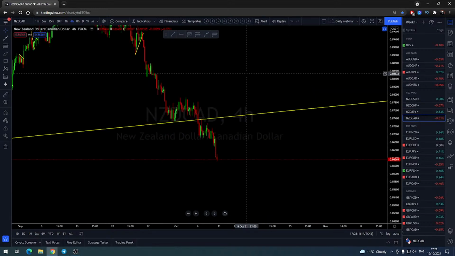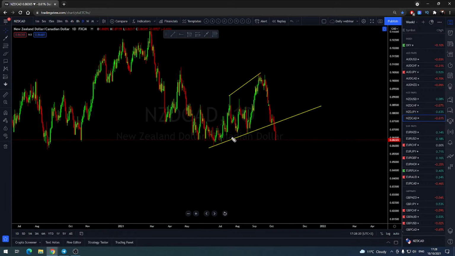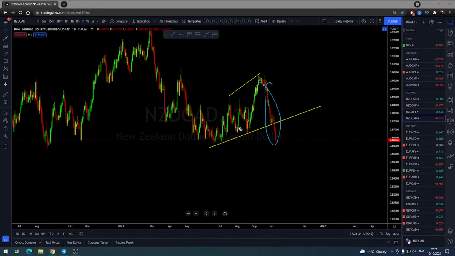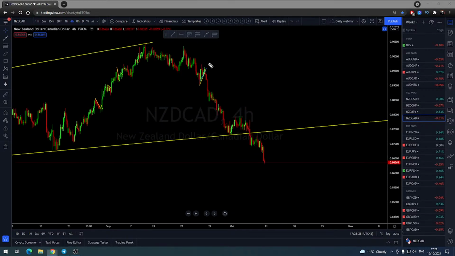New Zealand Cat, breaking out of this daily structure. So what we are doing, breaking out of this daily structure. Really good momentum for the selling. Those who caught it, wonderful. You did a good job. There was the sell stop, sell stop, sell stop, sell stop.